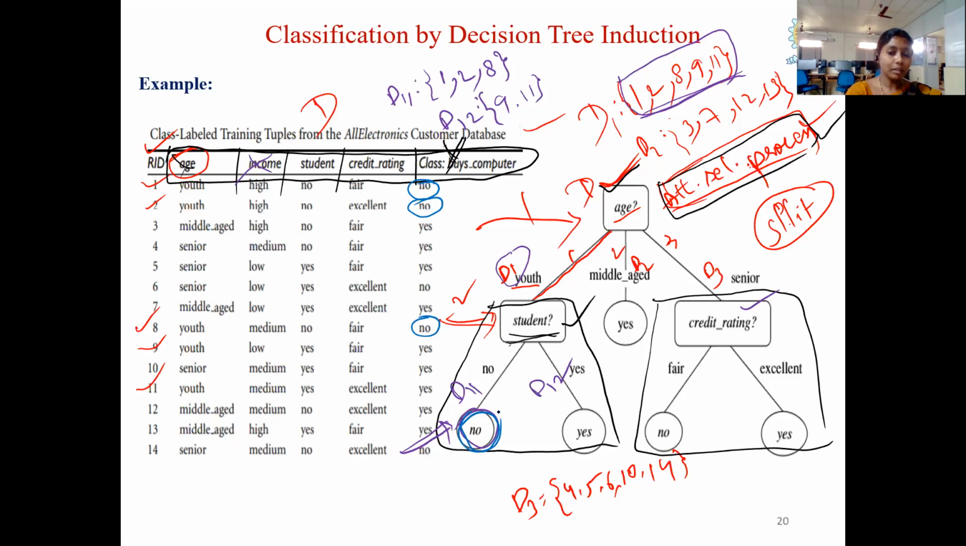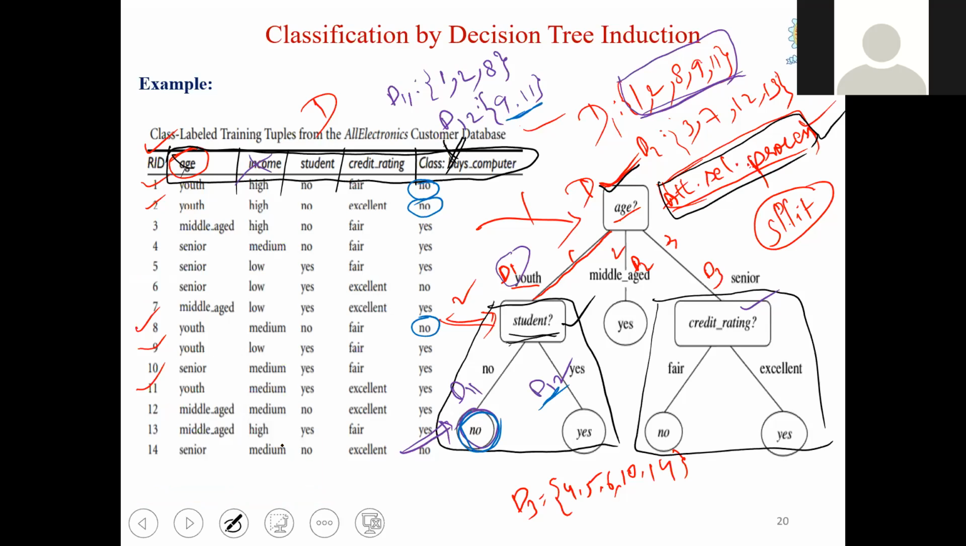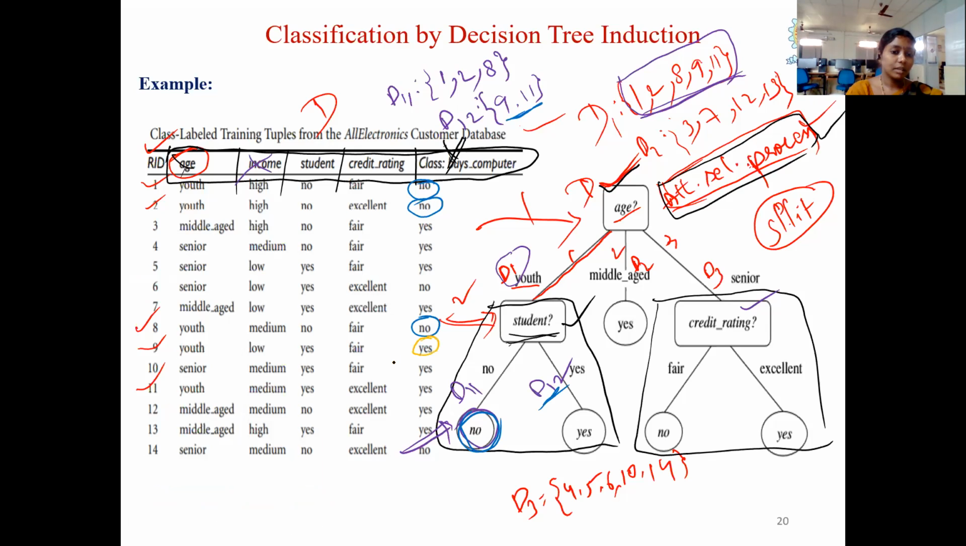Right? The same thing, let's check for D12. What are the RIDs of D12? 9 and 11. So what are the labels for 9 and 11? Label 9 is yes. Label 11 is also yes. So here also the majority label is yes. We can mention yes here. In this way, we can generate the decision tree. This is the learning process.